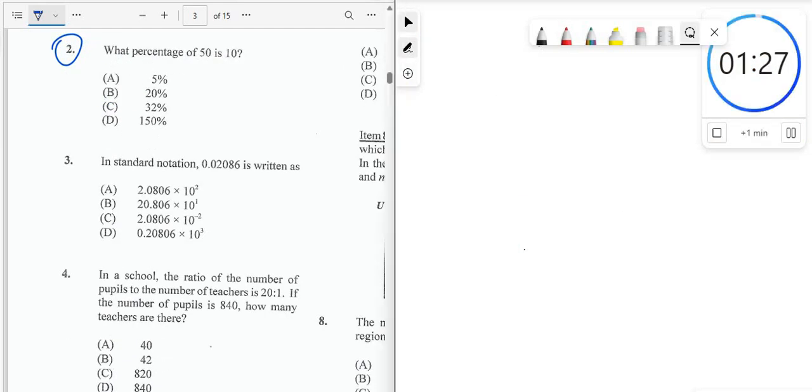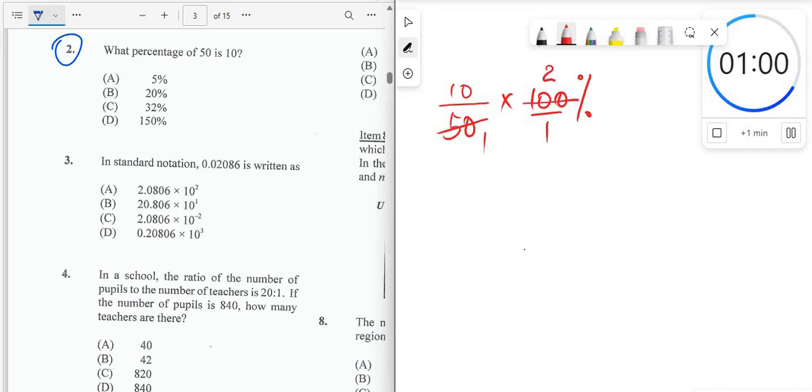Question 2. What percentage of 50 is 10? So 10 out of 50 is what percentage, in other words? 10 divided by 50, and I'm going to multiply by 100% to get it in percentage. When multiplying two fractions, I can divide the numerator with denominator using a common factor. 50 in itself gives us 1, and 50 goes into 100 twice. Now I'm left with multiplying numerator by numerator and denominator by denominator. 10 times 2, that's 20, over 1, which is simply 20%.